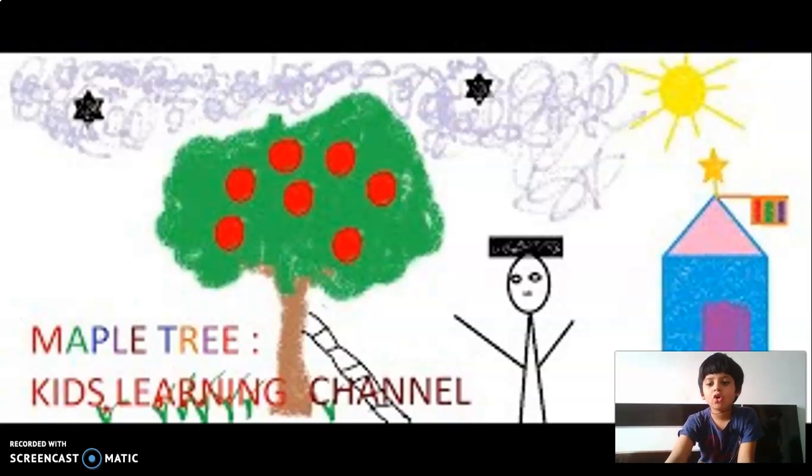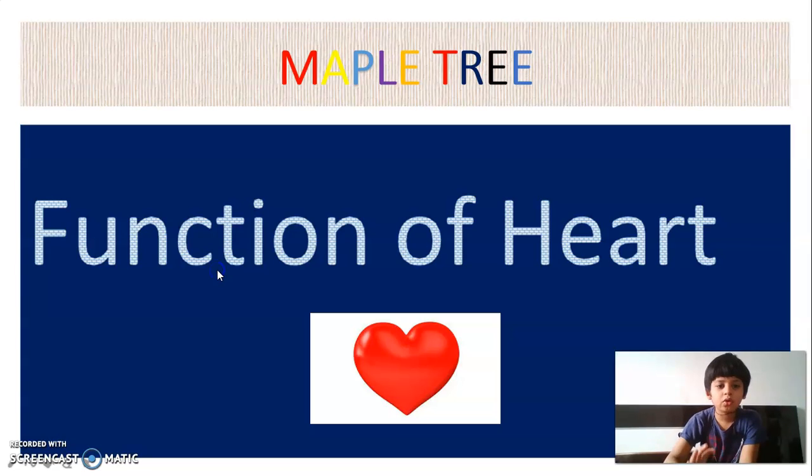Today our topic is heart. We're not talking about this love heart. Hey, it's not Valentine's Day today. We're going to talk about the real heart. That means the function of the heart, how blood gets oxygen. So we are going to talk about the function of the heart.